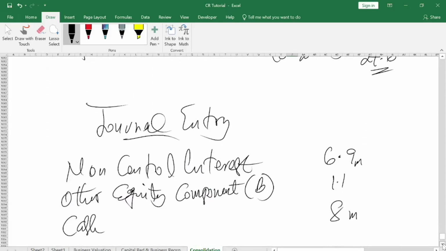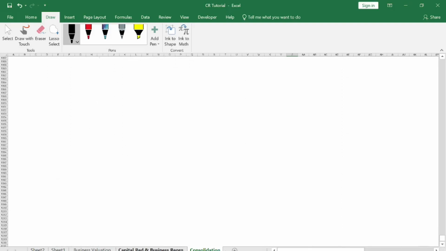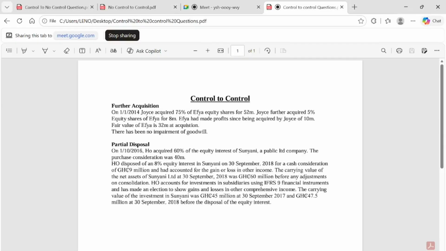Okay, so let us look at the second question. Here you can see that on 1st October 2016, the company acquired 60% of equity interest of Sunyani, a public limited company. The purchase consideration was 40 million. It disposed of an 8% equity interest in Sunyani on 30th September 2018 for a cash consideration of 9 million, and had accounted for the gain or loss in the income statement. So underline this for me. And had accounted for the gain or loss in other income.